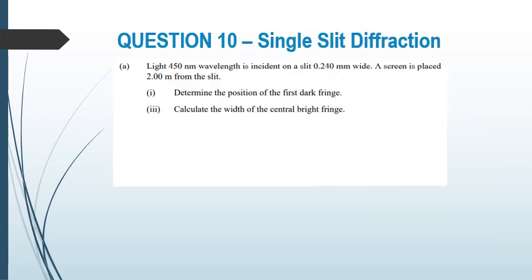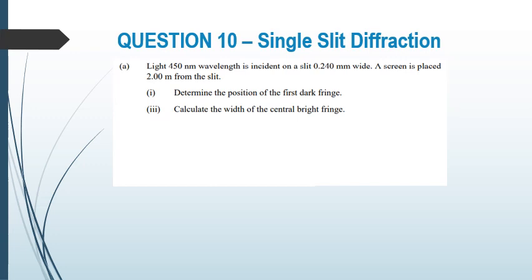So that marks the end of interference. Now let us proceed to diffraction. Question 10 is a question on single slit diffraction. Question 8. Light of 450 nanometer wavelength is incident on a slit 0.24 mm wide. A screen is placed 2 meters from the slit. Question 1. Determine the position of the first dark fringe. Question 3. Calculate the width of the central bright fringe.